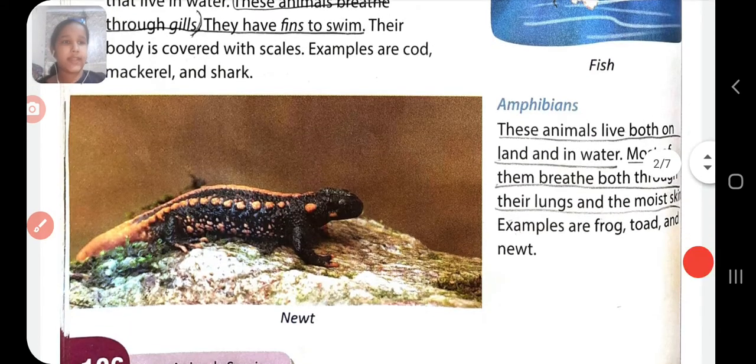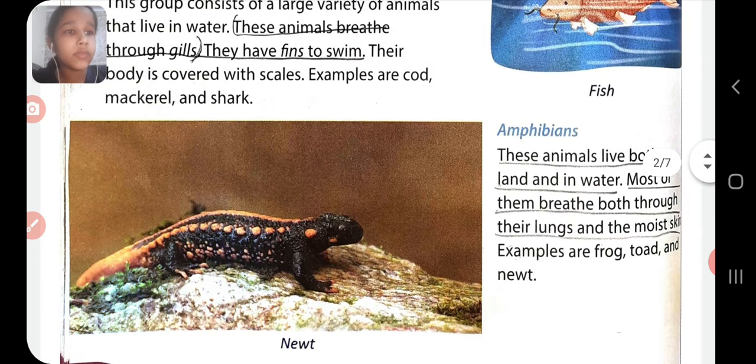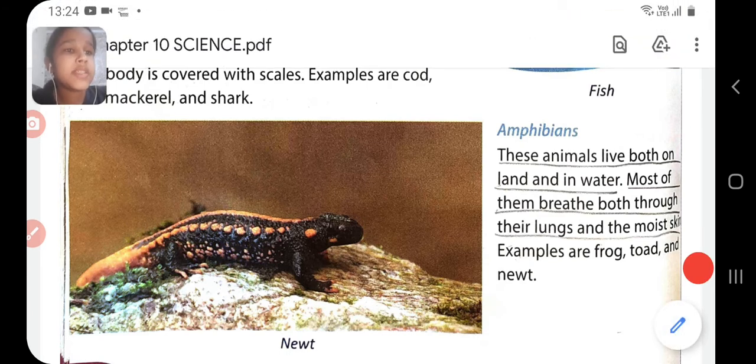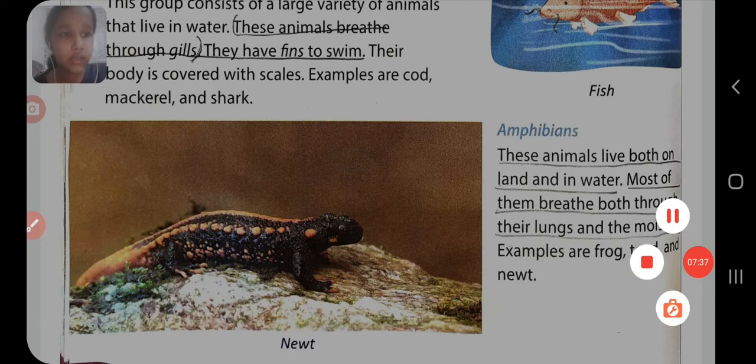So next one is amphibians. Now what are amphibians? Amphibians are animals that can live both on land and in water. One such animal is the newt. These animals live both on land and in water. Most of them breathe both through their lungs and their moist skin. They breathe through their skin and also with their lungs.